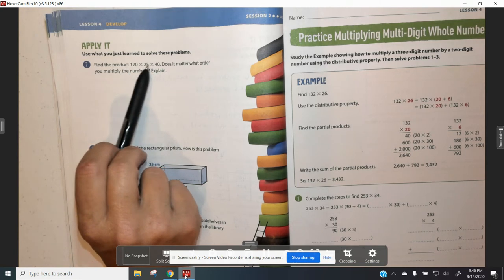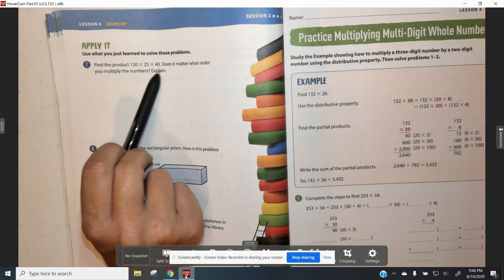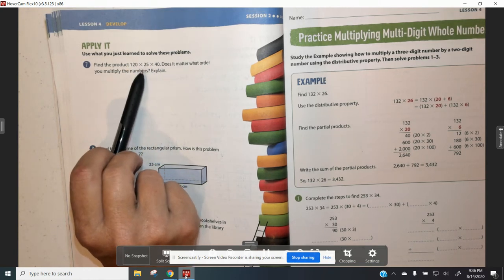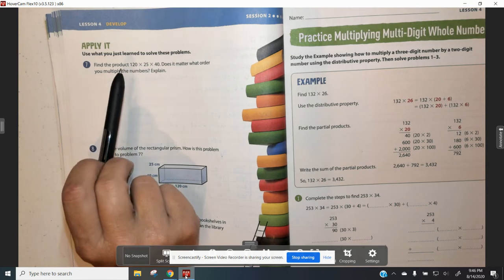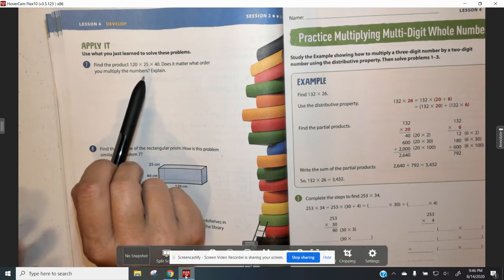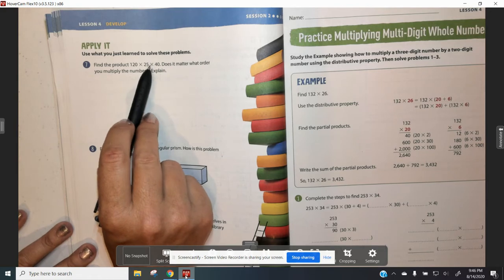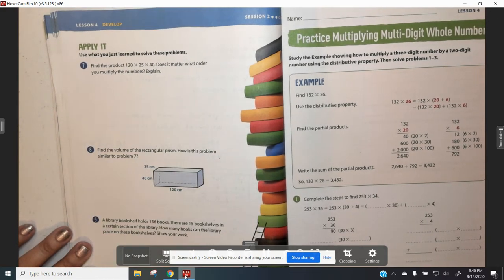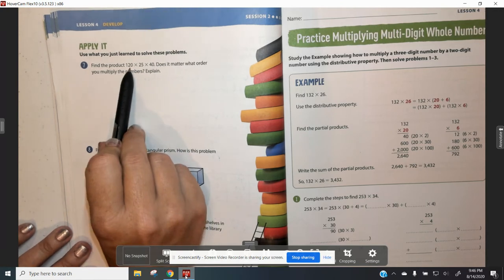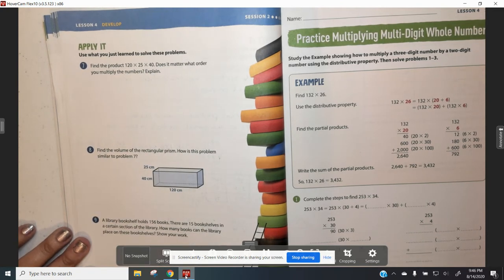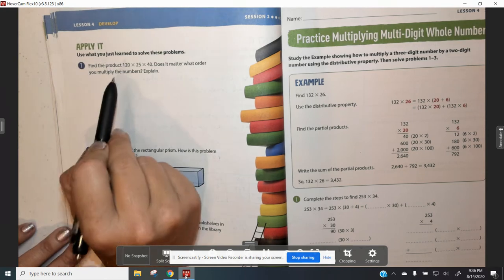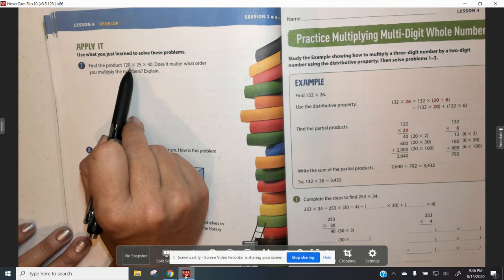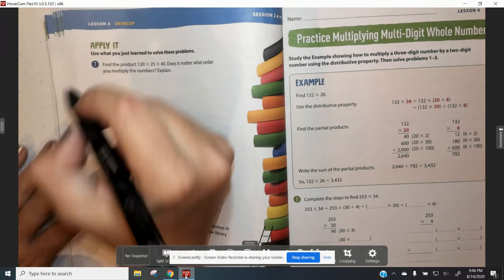No, because with multiplication, no matter what order you do your multiplication in, you're always going to get the same product as long as you're always multiplying. So you could multiply the 25 and 40 first. You could multiply the 120 and 25 first. You could multiply 120 times 40 first. For today, let's go ahead and multiply 120 times 25.